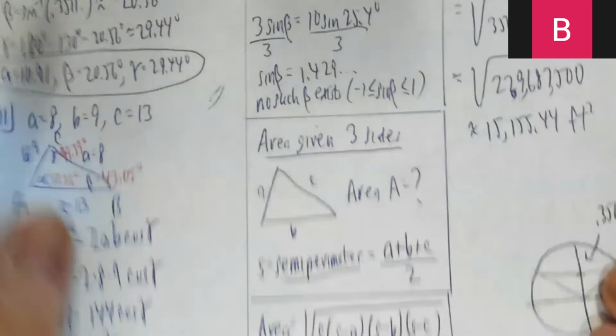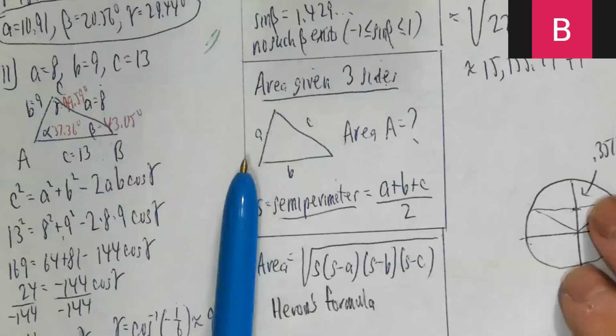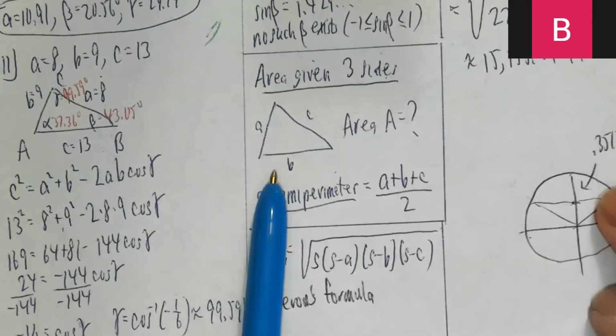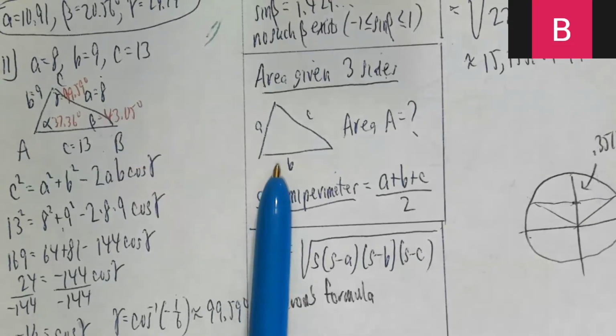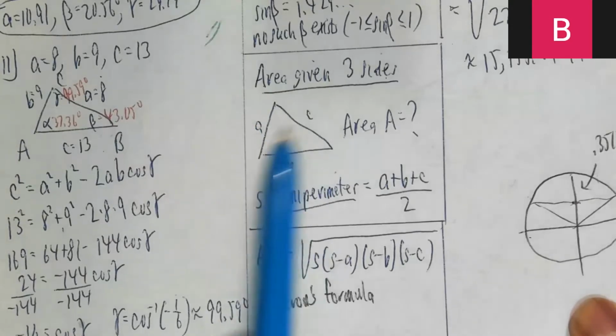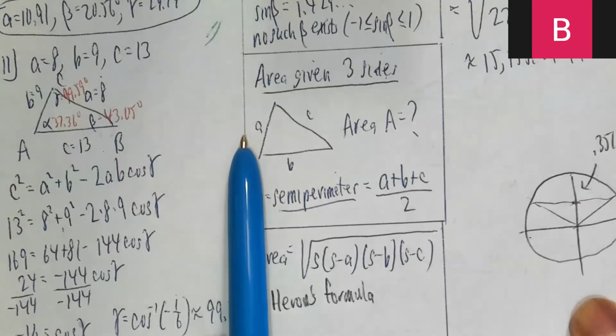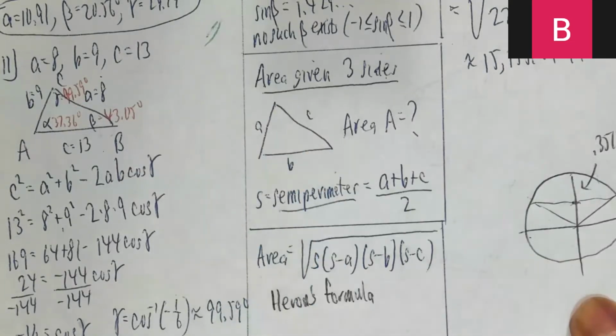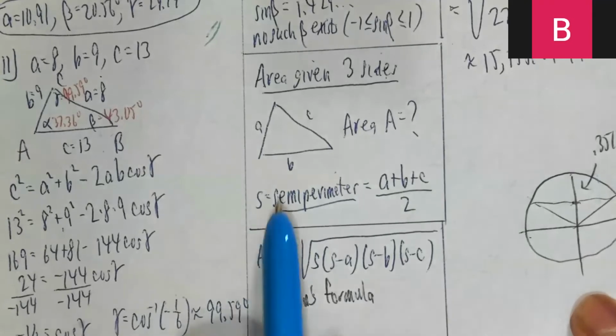Okay, how do you find the area of a triangle if you're given 3 sides? This is different. You might say, oh yeah, I know how to find the area of a triangle, 1/2 base times height. That's if you have base and height. You don't have a base and a height, but you do have all 3 sides, A, B, and C. So what's the area? First we have to define something called the semi-perimeter.